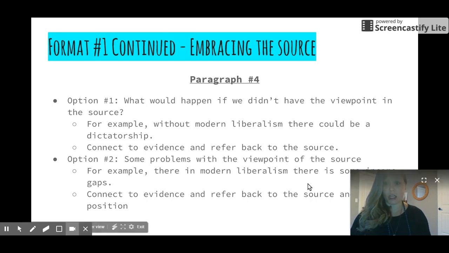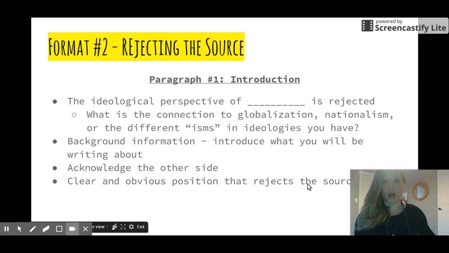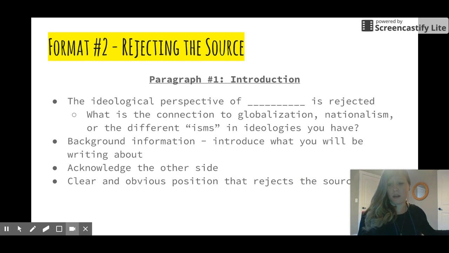Now, let's take a look at option 2, which is where you are rejecting the source. So the introduction looks the same. The ideological perspective of the source is rejected. So connect to globalization, nationalism, and those different isms in the ideologies. Go through background information and introduce your topics, acknowledge the other side, and state your position that rejects the source.